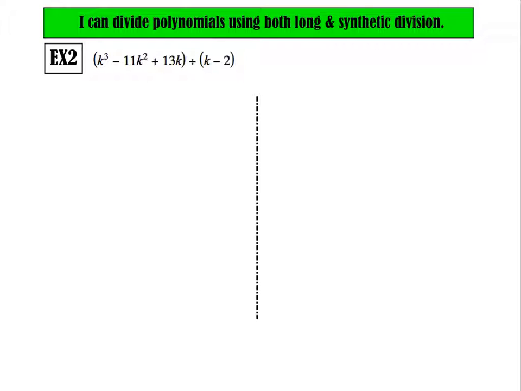Alright, so I'm going to go ahead and do long division on the left-hand side, and then we'll do synthetic division on the right. So I'm going to rewrite the problem. This is my divisor, and it's going into k to the third, which is my largest power. Then I have to go descending: k squared plus 13k, and I don't have a constant, but I need a placeholder for it, so I'm just going to put plus 0.